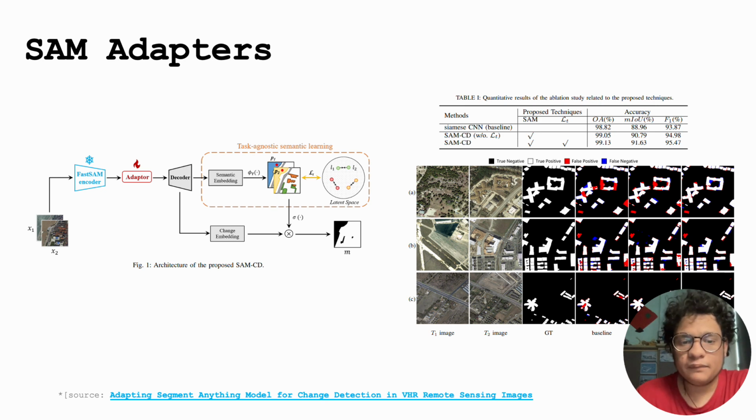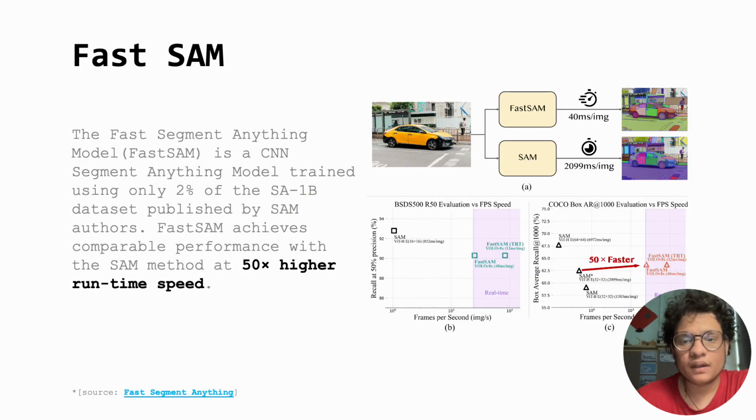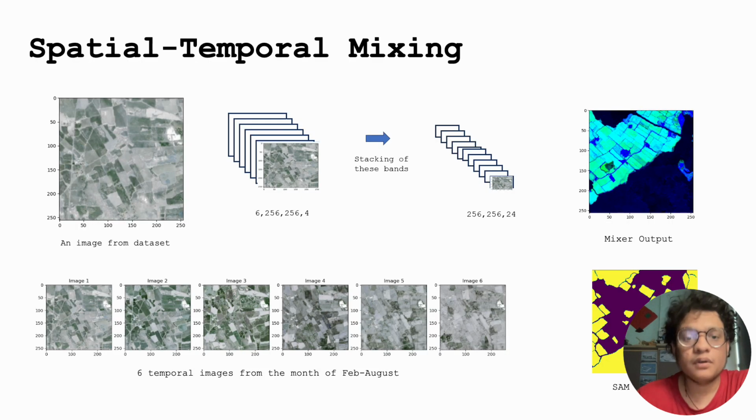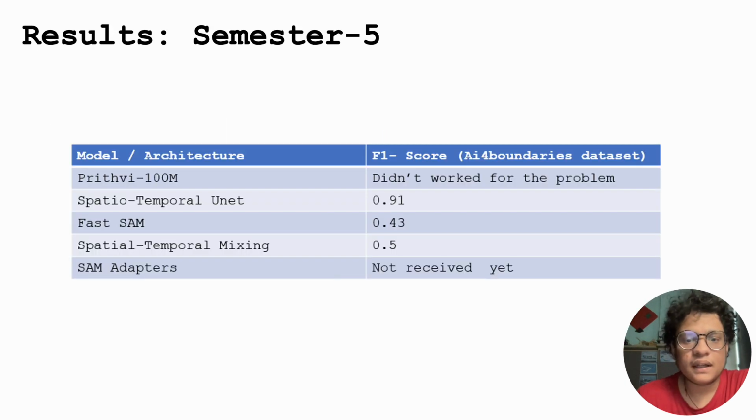Now we explored the literature and figured out that we could use adapters, which will provide local information to make our results better. In this they were using FastSAM in the SAM adapter. We did a few experiments, but the result was not quite good because it has fewer parameters. We also did some work on temporal mixing, and these were our results.